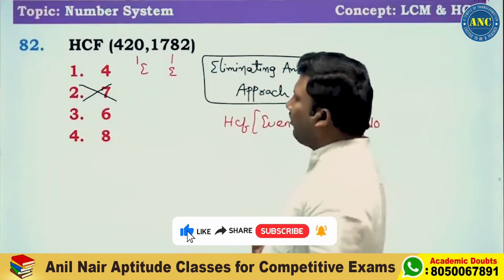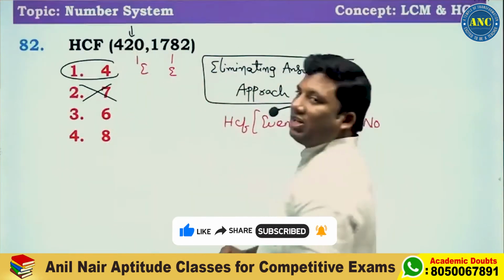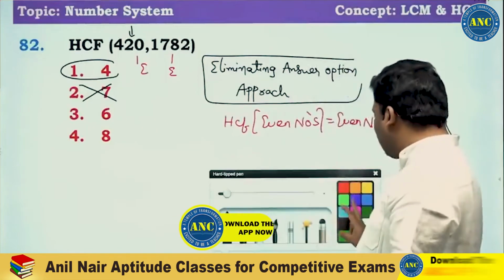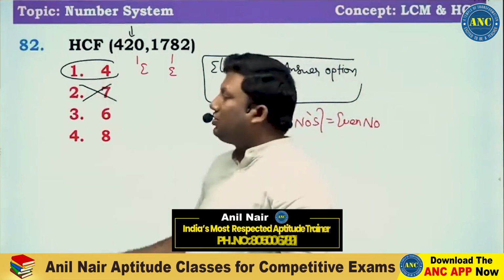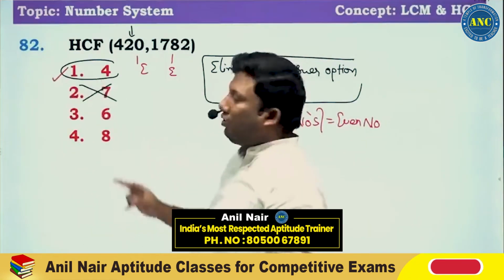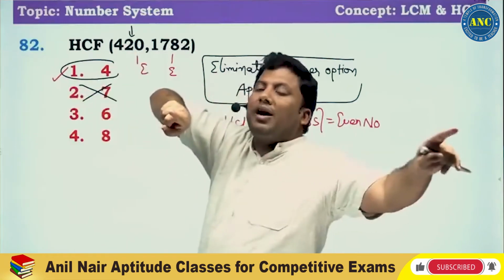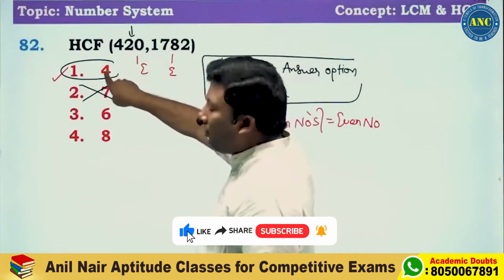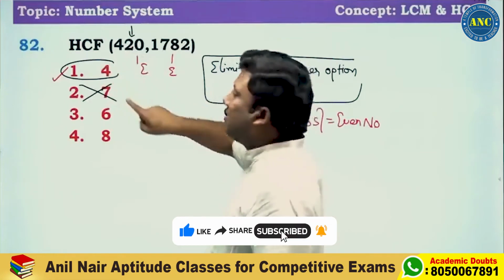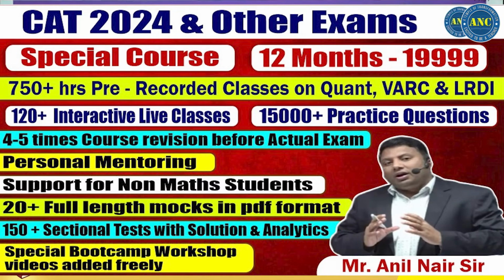Listen carefully. If the answer is 4, is 420 divisible by 4? Yes. 420, last two digits 20, it is divisible by 4. If the first option is true, this is also divisible by 4. In HCF, all of them are divisible by k, so answer should be divisible by k. If the answer is the first option, divisible by 4, this should be divisible by 4. 82, it is not divisible by 4. So first option is incorrect.